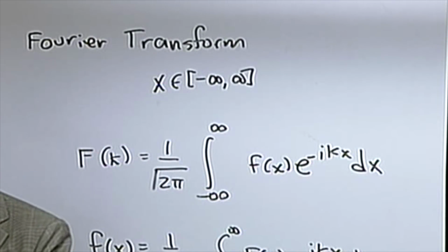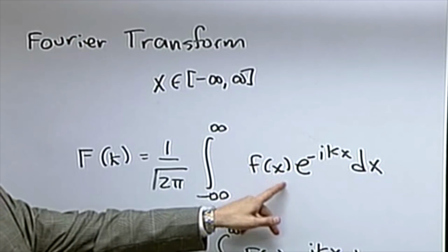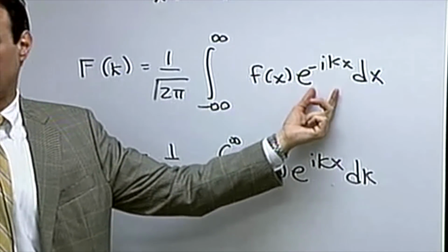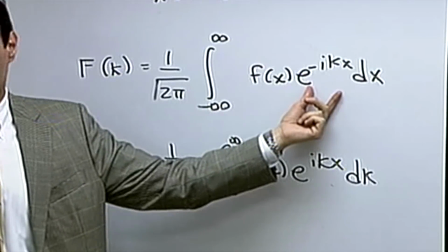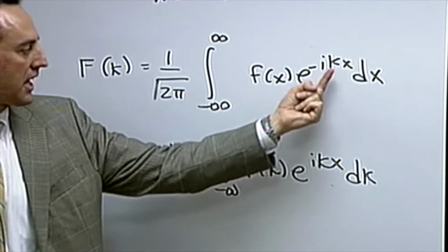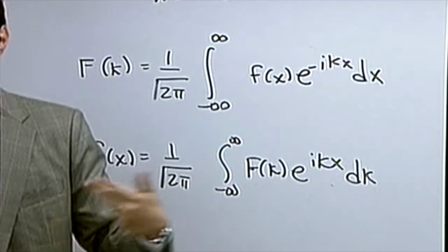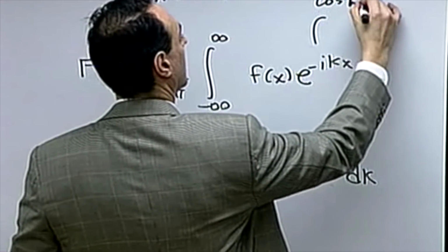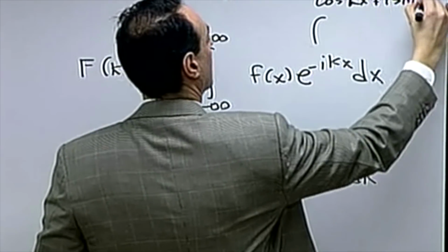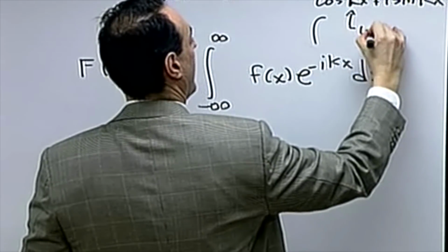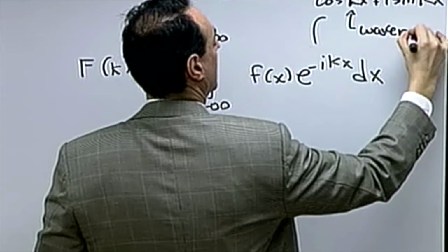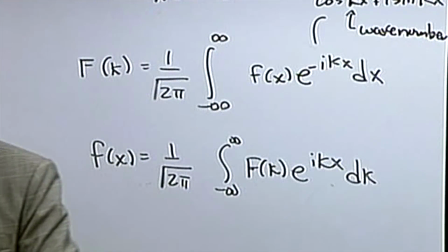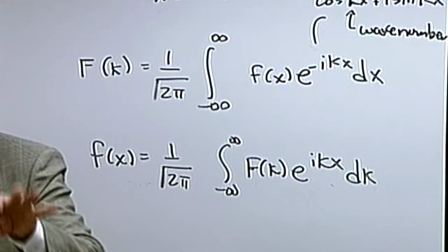You give me a function, and I multiply by this kernel here. This kernel, e to the ikx, is cosines and sines, essentially, right? Where the k represents the wave number. So this k is the wave number, related to the wavelength, related to the frequency components.